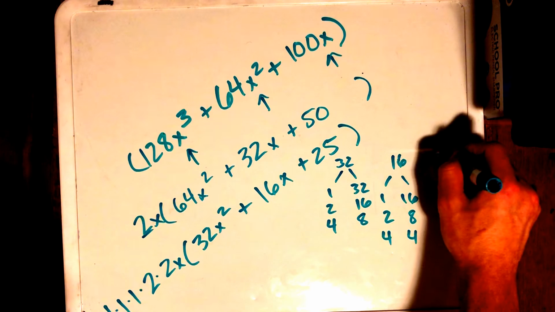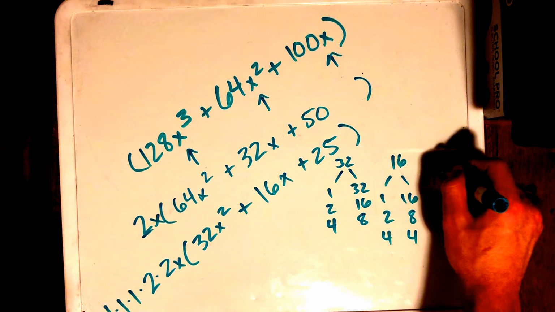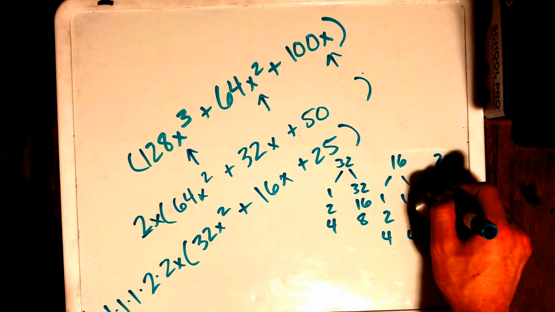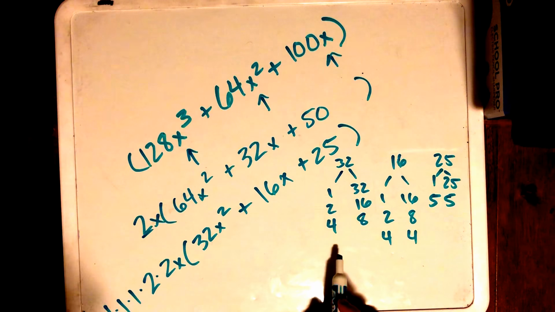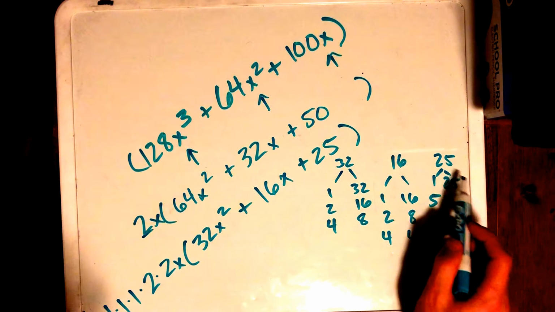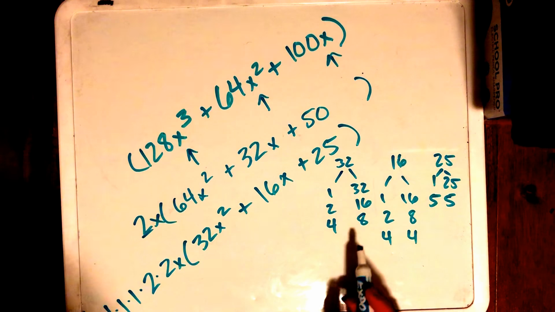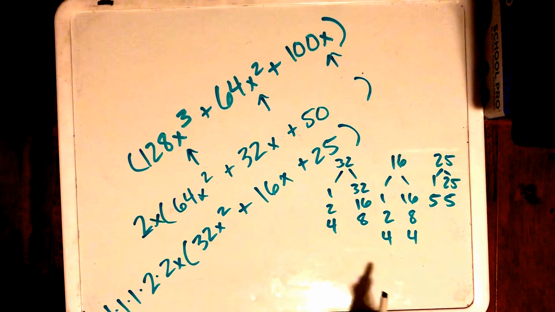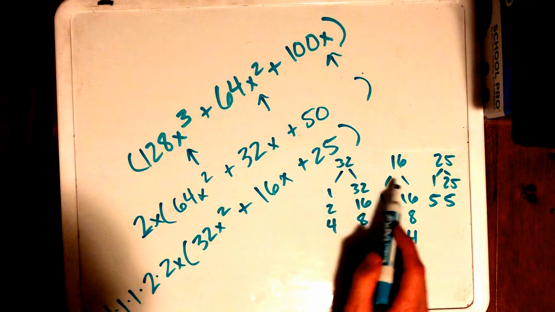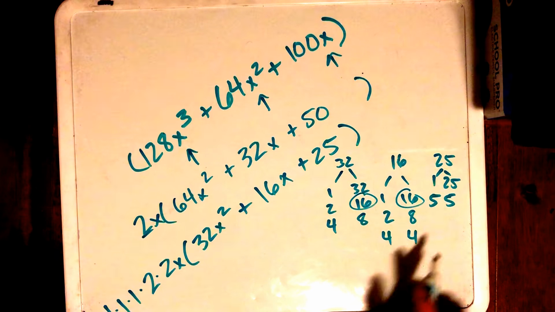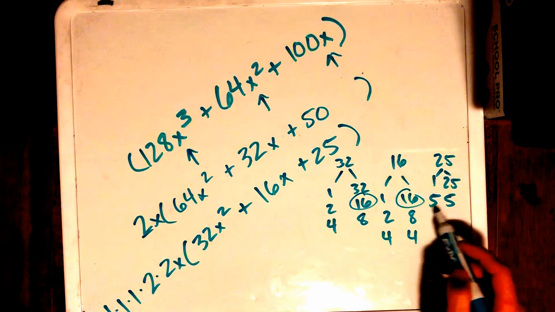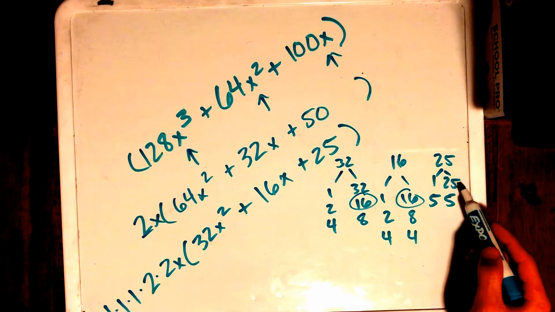And then we go to 25, which is 1 and 25, and then 5 and 5. So as we can see, there is no single number in here that every single tree has. There are numbers that 2 trees have, like 32 and 16, they both have 16. That's a pretty big greatest common factor. But because our 25 factor tree does not have a 16, we can't pull that out.